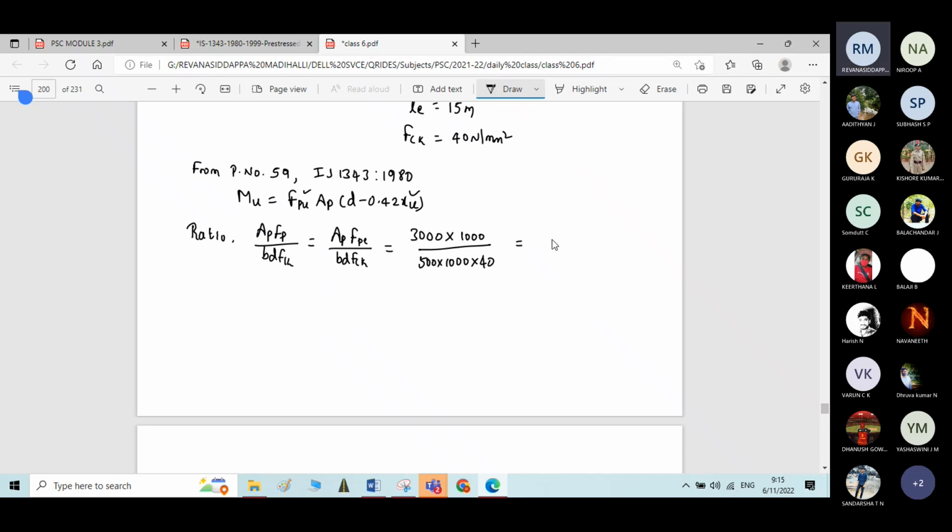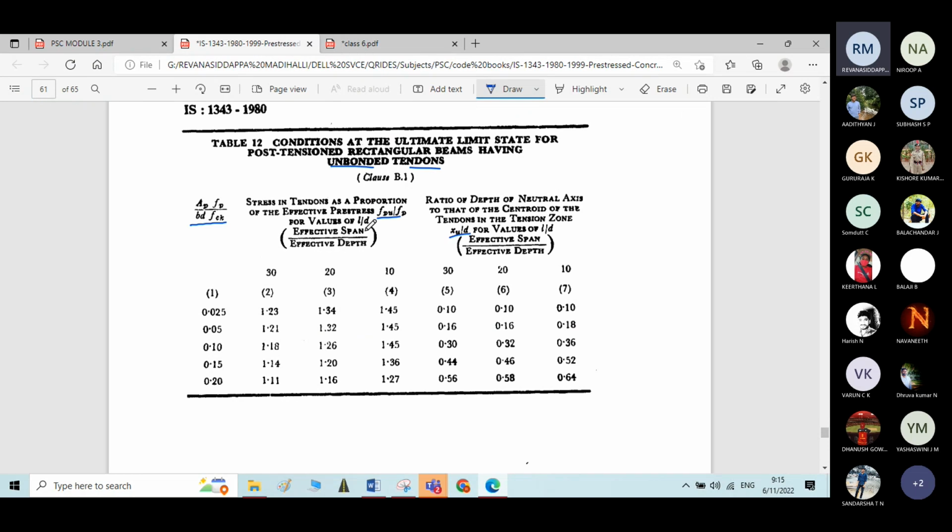Please check your answer. It has to be 0.15. Let me know if you are getting any other different answer. Okay, now we got the value of this ratio. Then what else is needed to calculate this FPU by FP and XU by D ratio? We need this effective span to effective depth ratio, L by D ratio.